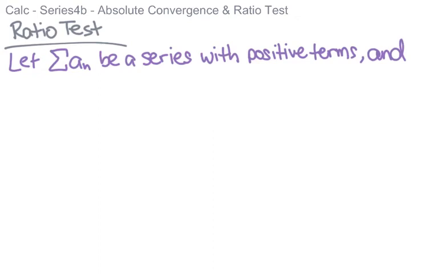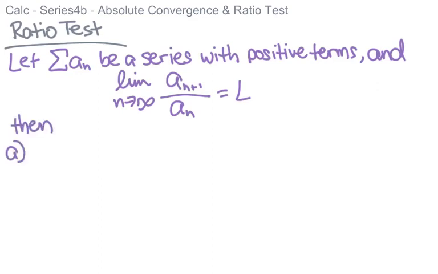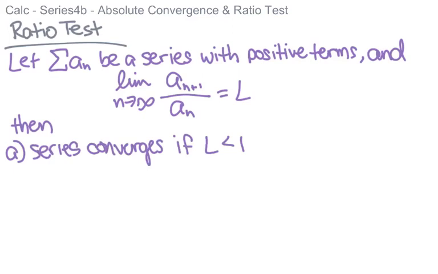Here it is. Let the sum of a sub n be a series with positive terms, and the limit as n approaches infinity of a sub n plus 1, that's the next term, divided by the current term, or just dividing two subsequent terms by each other, equals some limit L. Now, three things can happen with that limit L. The first thing that we like is that the series converges if L is less than 1.